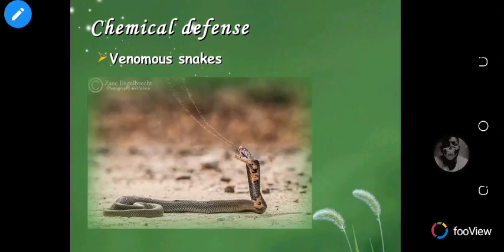Chemical defense. This is usually attributed to snakes or certain poisonous frogs. With the snakes, we have the venomous snakes, and they actually spit venom or poison, and this could be targeted at the eye of the predator. So that's their way of defending themselves. It's not to attack but to defend. When they feel threatened, they do that.